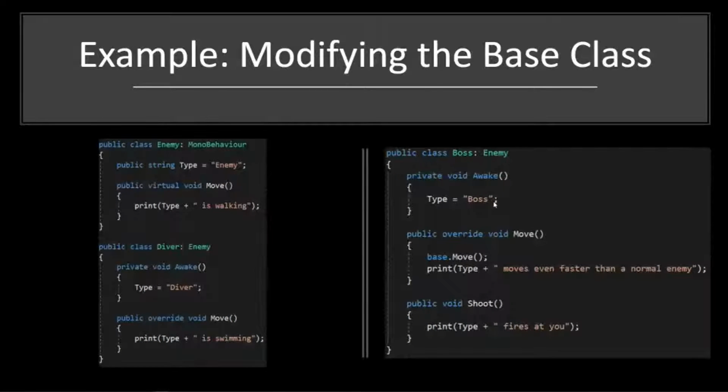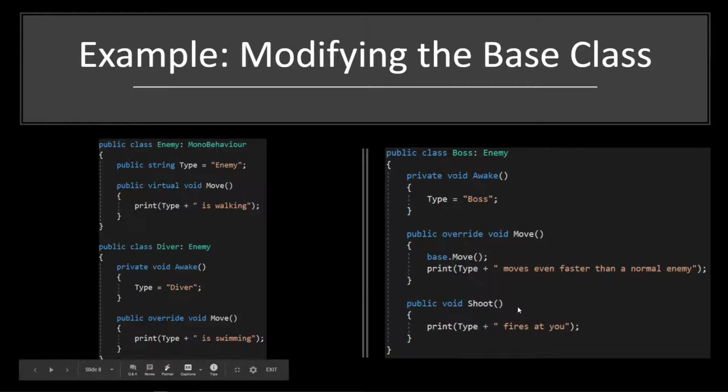overwrite the type with boss, and then we override the move function with its own move function. But in this case, we call the base enemy class's move function, and then we add functionality to that move function. And we also add a new function down here called shoot. So we can have this enemy shoot at us, for example. Okay. So this is the basic use of kind of inheritance.